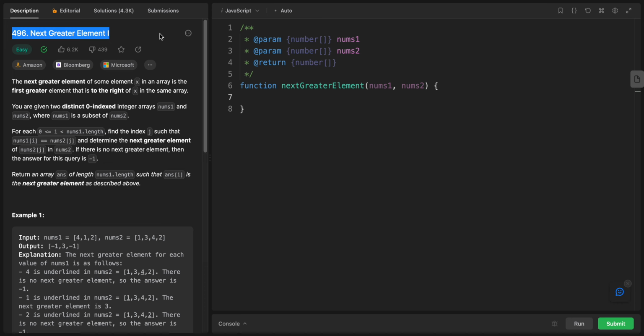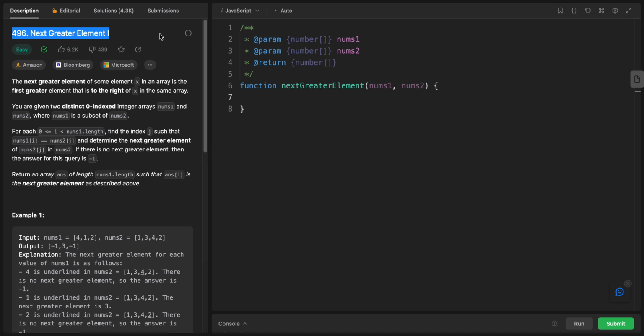Okay, and you are given two distinct zero-indexed integer arrays, nums1 and nums2, where nums1 is a subset of nums2, so nums1 is a portion of nums2. For each i, where i is greater than or equal to 0 and less than nums1.length, find the index j such that nums1[i] equals nums2[j], and determine the next greater element of nums2[j] in nums2.